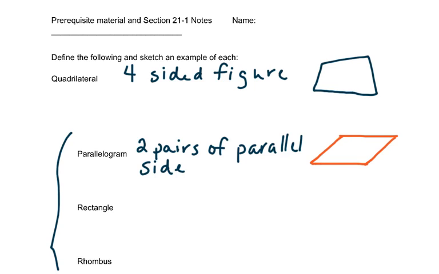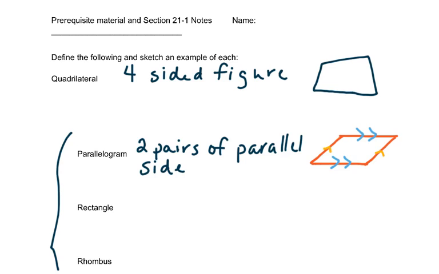Now, later on this worksheet, I'm going to ask how you show parallel sides. And we just put arrows to show that those are parallel. Since we have two pairs of parallel sides, we're going to have arrows like that to show that the ones with two arrows are parallel to each other and the ones with one arrow are parallel to each other. So that's how we signify that lines are parallel in geometry.